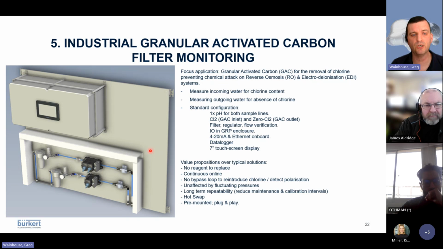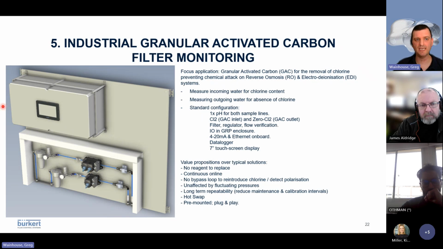So if we were to have a closer look at the solution that we've just shown, you can see that we have two sample lines. We have the free chlorine and the pH sensor here, and then we also have the zero chlorine on the secondary line here. The reason why we don't have a pH sensor on the second line is because pH doesn't generally tend to change a lot across the filter. So we can digitally link the pH sensor between the first line and the second line, and that will compensate for the changes in pH and give us the accurate zero chlorine measurement if there is any coming through.